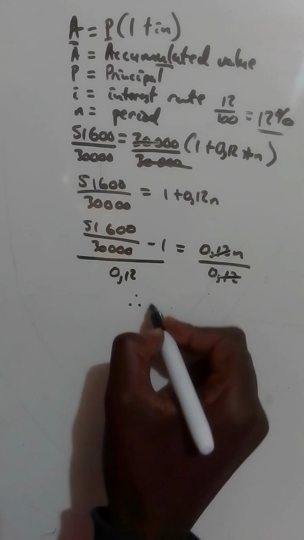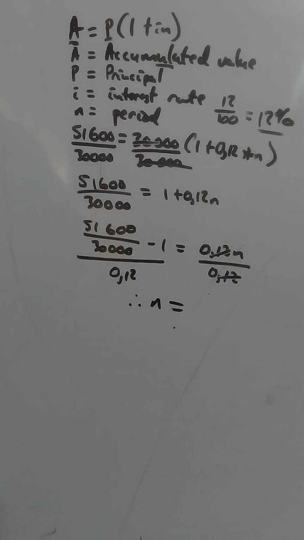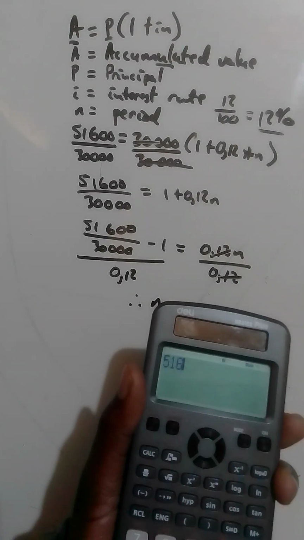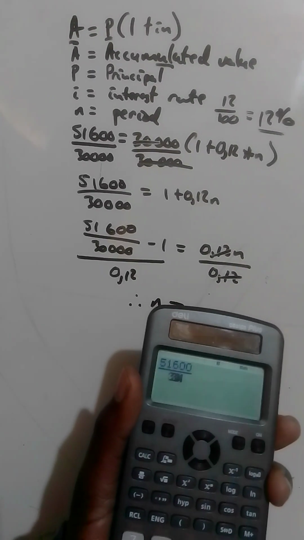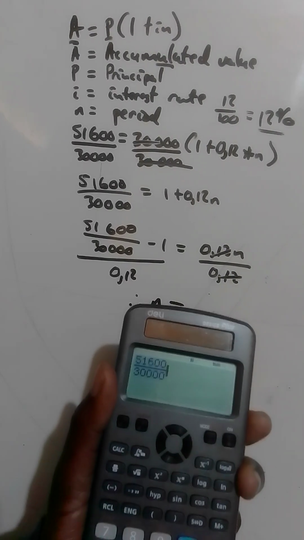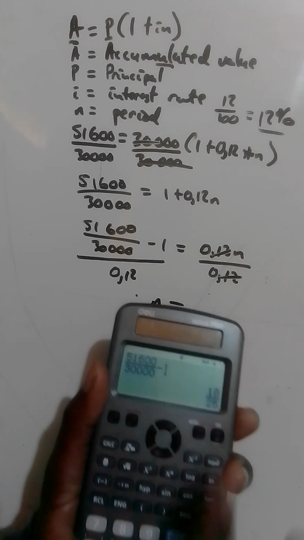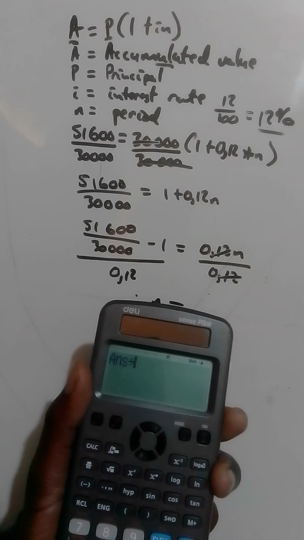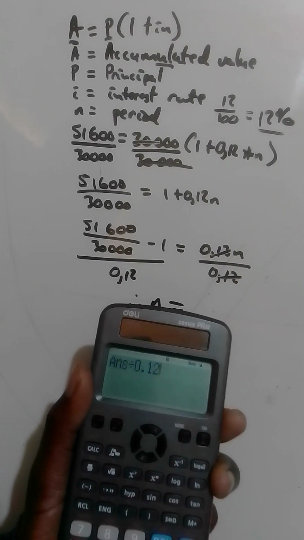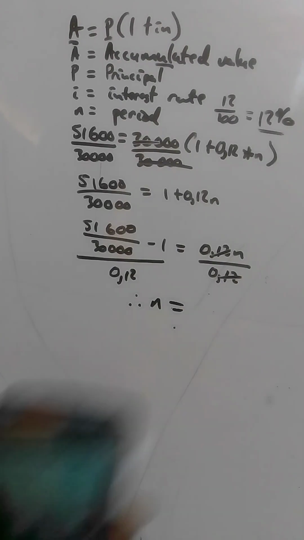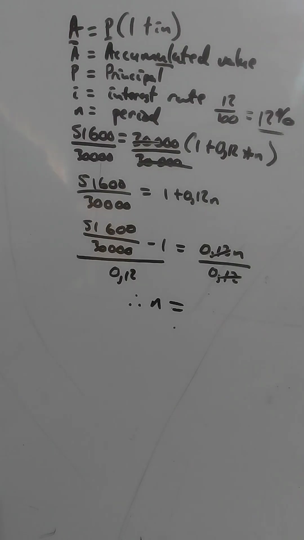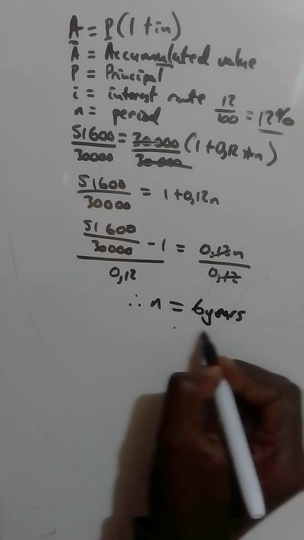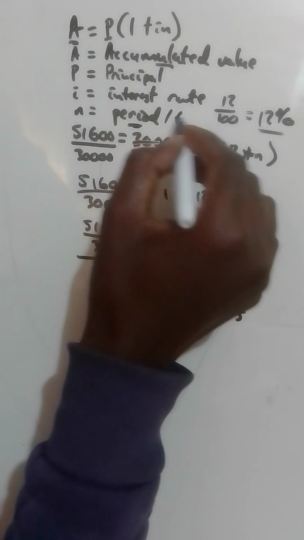So I come here and I say, therefore, N is equal to, I go to my calculator. I say that I've got 51,600 divided by 30,000 minus 1, which is equal to this figure. I turn it into a decimal number. Now I divide the answer by 0.12, which is equal to 6, right? So this 6 which I got means that for Ms. Kwala, N is equal to 6 years. Remember, we're looking for time, the period.